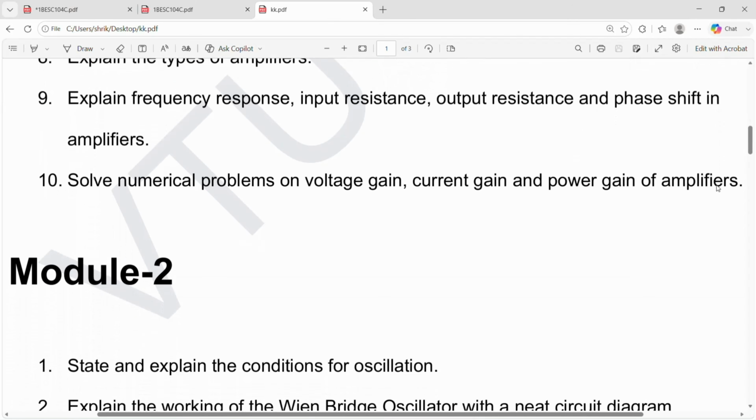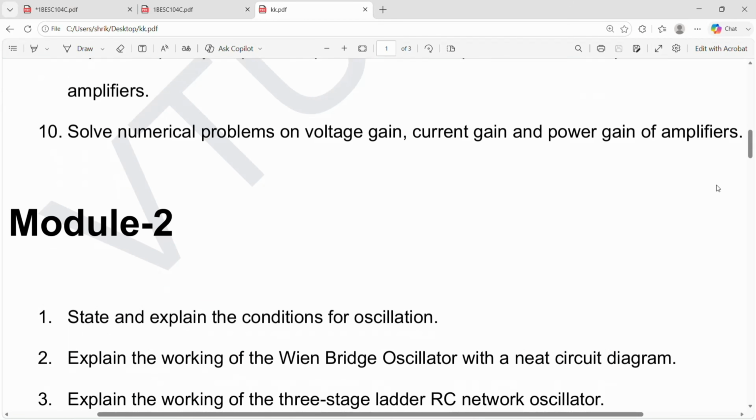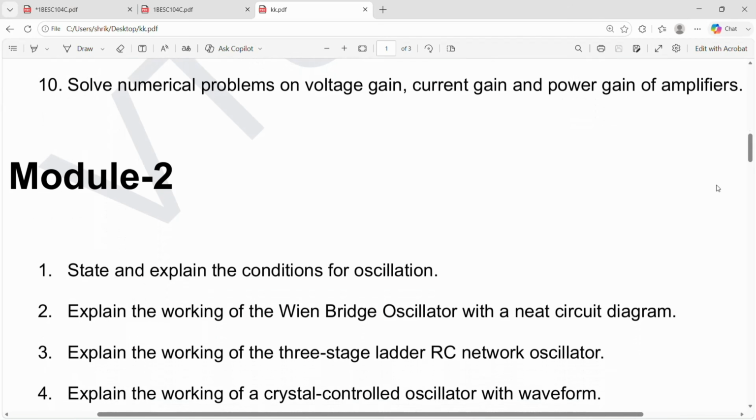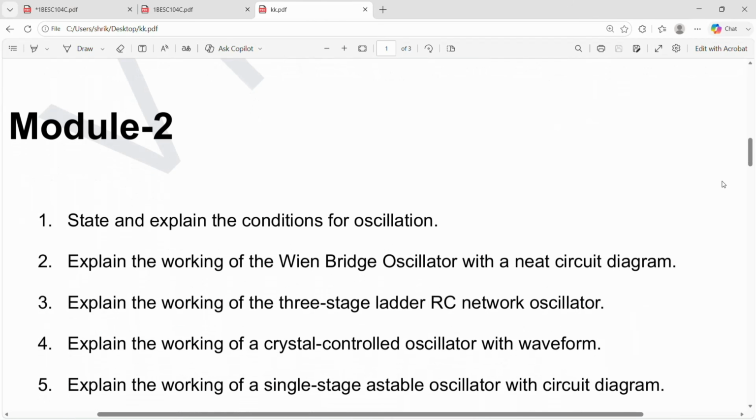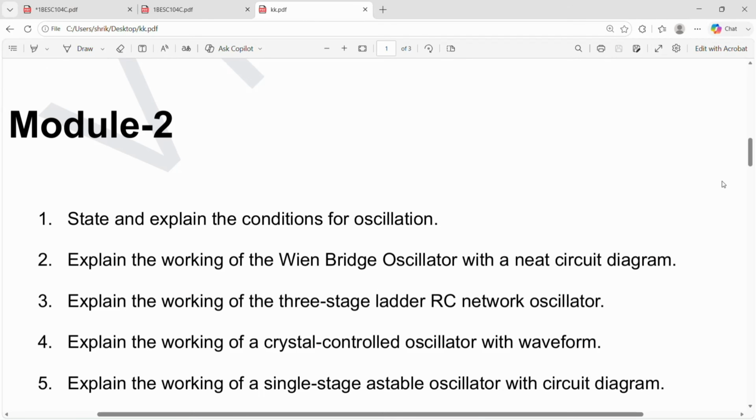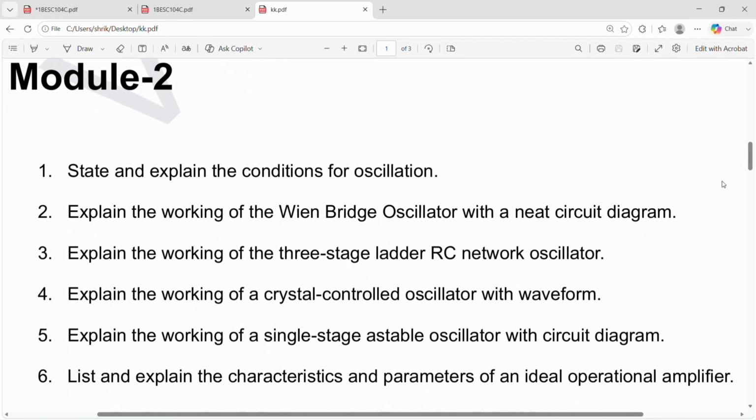Next, module 2: state and explain the conditions for oscillation. Explain the working of the Wien bridge oscillator with a neat circuit diagram. Explain the working of the 3-stage ladder RC network oscillator. Explain the working of a crystal controlled oscillator with waveform. Explain the working of a single stage stable oscillator with circuit diagram.